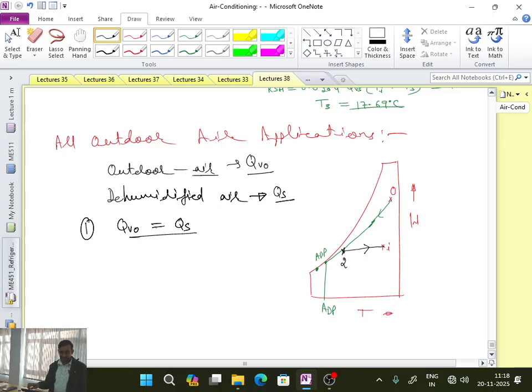Is this point clear? Second scenario could be that QS is less in comparison to QV0.